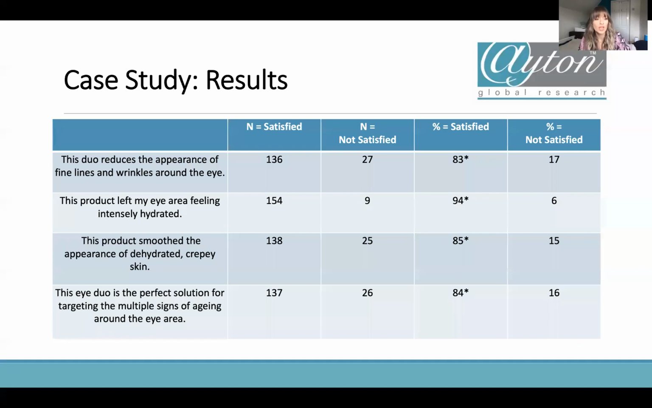So this is the most essential thing if you're doing claims that will come out of your report. So we had things about the duo really reducing the appearance of fine lines and wrinkles around the eye. 83% agreed, which is fantastic.